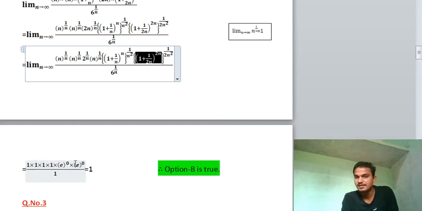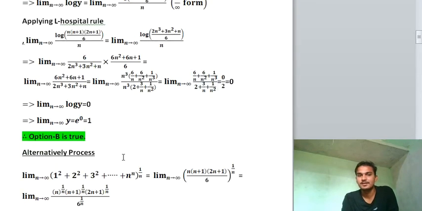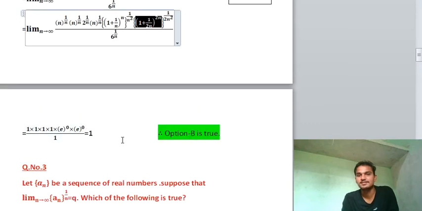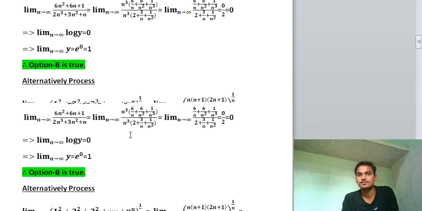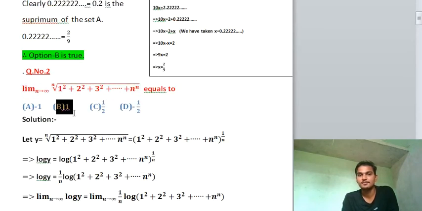This is also 1, this is also 1. So 1 by 1 is equal to 1. So option B is true. So 1 is the answer here. With the fast process the answer was 1, option B is true. By this alternative process, the answer is 1, option B is true.